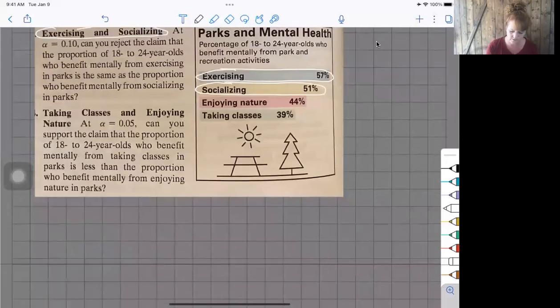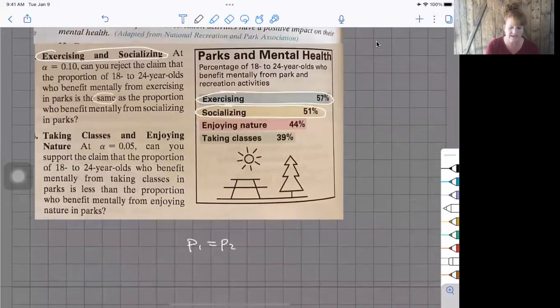So my claim is going to be that P1 equals P2, because that is what the same means. And also here's our keyword too, is. So those are equal, the proportion of exercising to socializing. So I'm saying that exercising is P1 and socializing is P2. Again, you get to choose how you want to do that, but then you've got to be consistent through the whole problem with what you pick. That's going to be our claim.